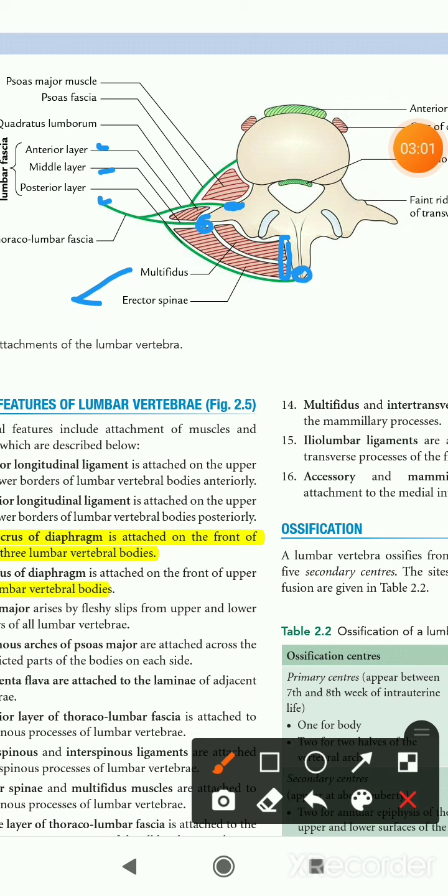And last of all, the medial and lateral arcuate ligaments are attached. The medial and lateral arcuate ligaments of the diaphragm are attached to the tip of the transverse process of the lumbar 1 vertebra, which is not shown here. So the medial and lateral arcuate ligaments are attached at the tip of the transverse process of the first lumbar vertebra, especially the first lumbar vertebra. So that's all about the lumbar vertebra and their attachments.